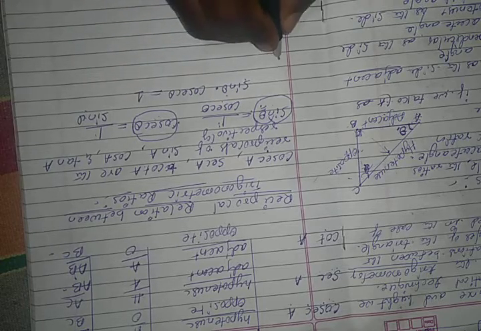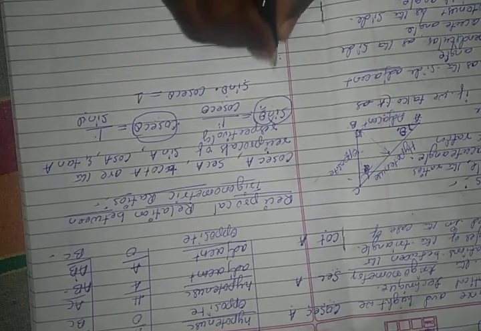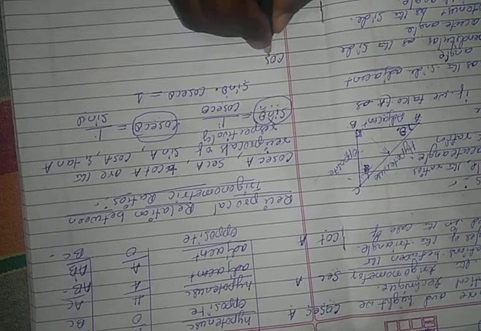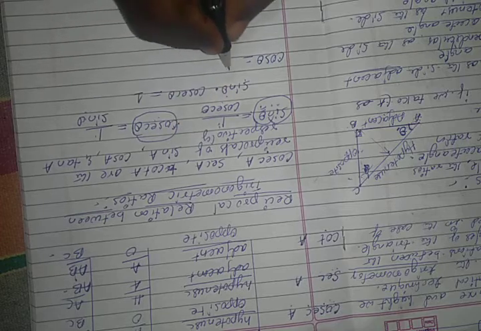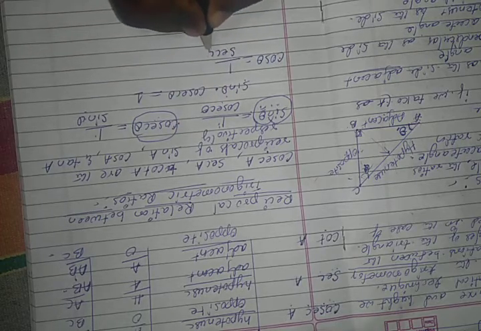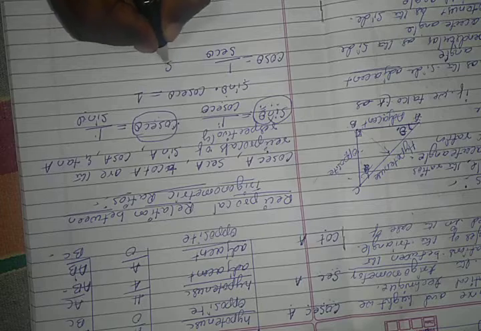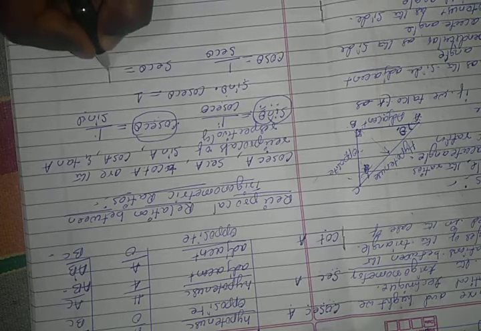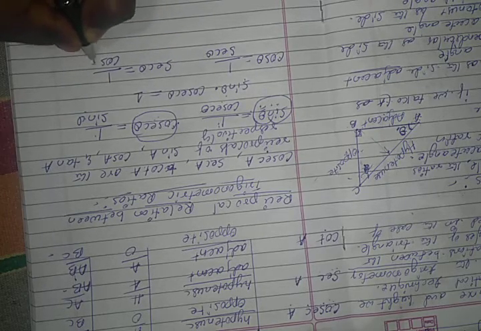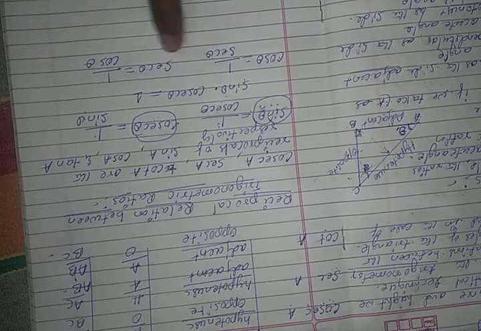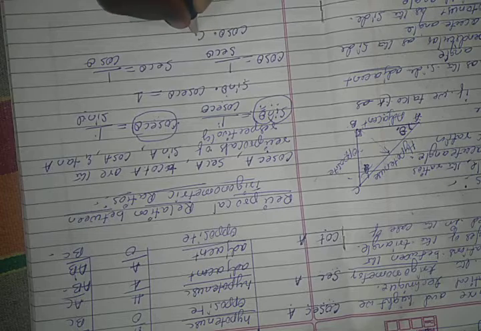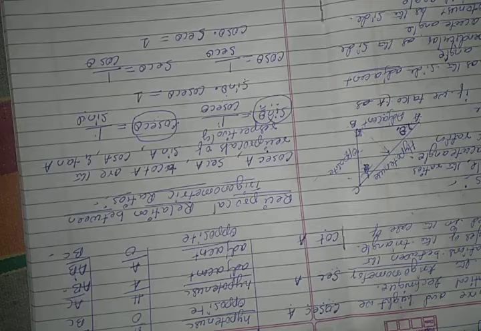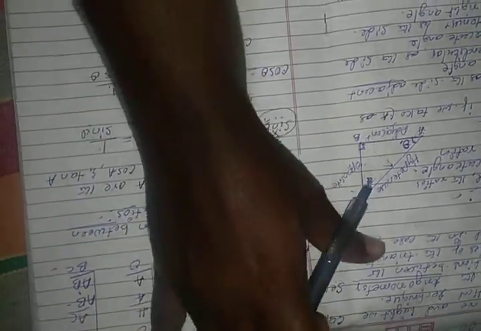Let us see the second relation. Cos theta is the reciprocal of secant theta, 1 divided by secant theta. Likewise, secant theta is the reciprocal of cos theta. And cos theta into secant theta is always 1.